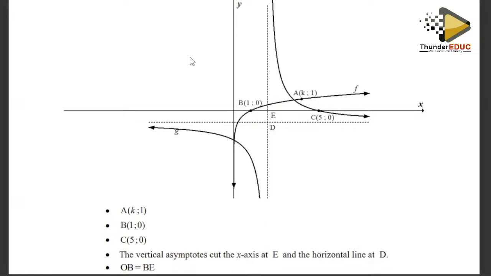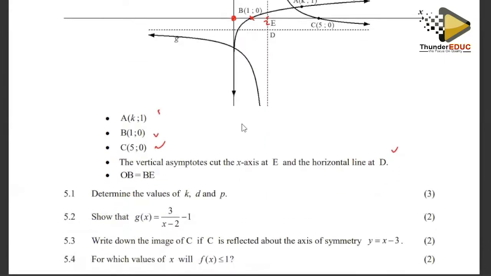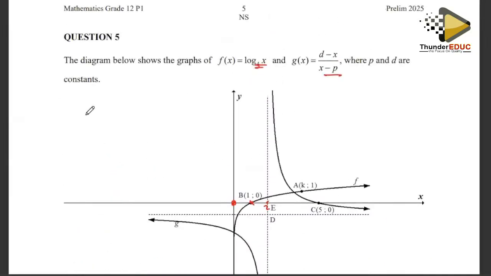Where is OB? This is O. This is B. It's the same as BE from here up to here, meaning that this is at 2. The vertical asymptote D is that. Then C is that. All right, so that's the information we have. Then they want us to find the values of K, D, and P. So where is K? This is K. Where is D? This is D, that is P.